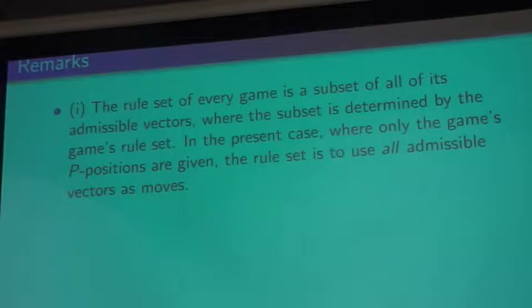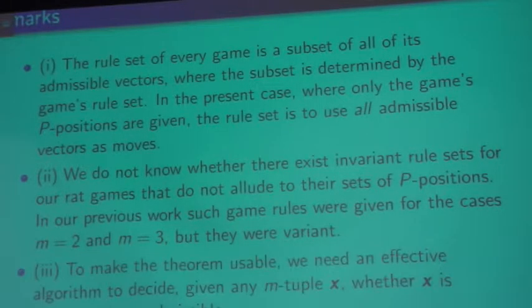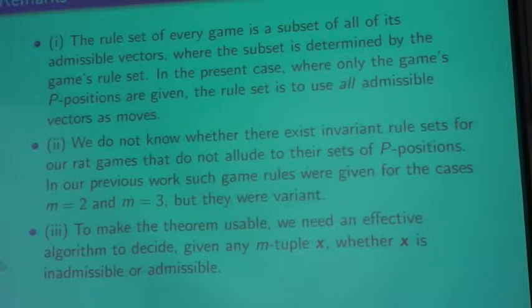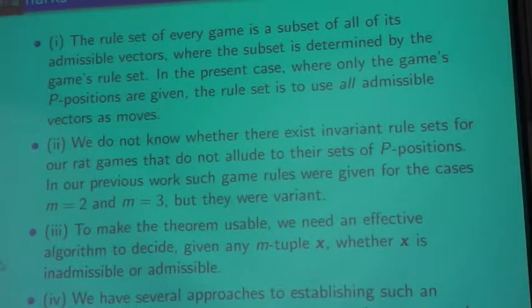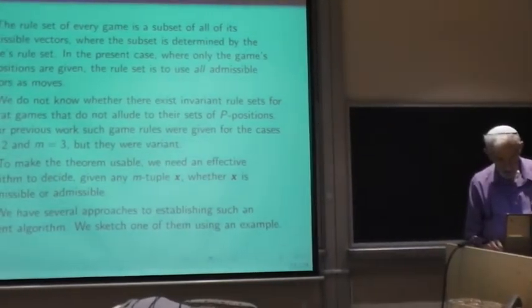And the task is to find when a given position is admissible, when it's inadmissible. We do not know whether there exist invariant rule sets for our games that do not allude to the sets of P positions. In a previous paper that was just published this year, such game rules were given for the cases m equals 2 and m equals 3, but they were variant, not invariant.